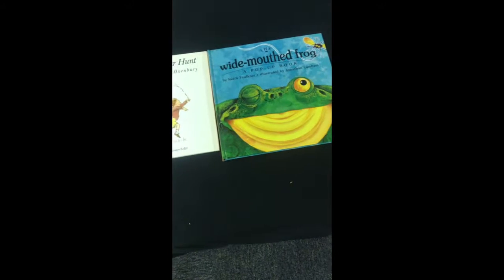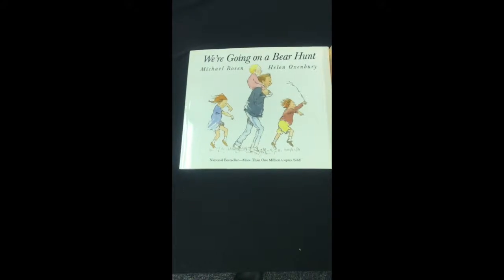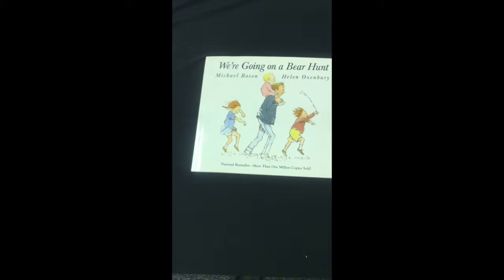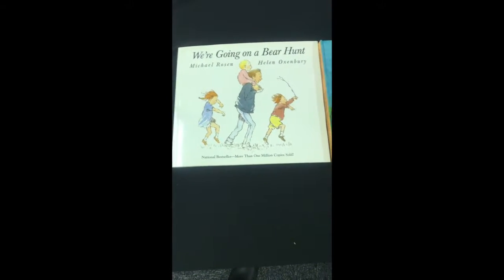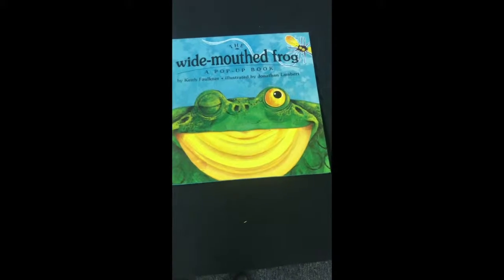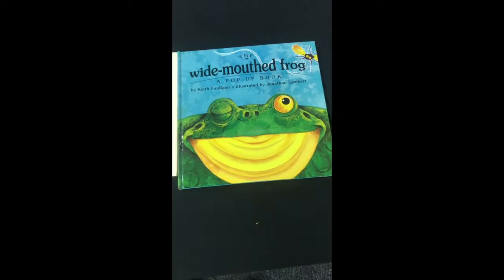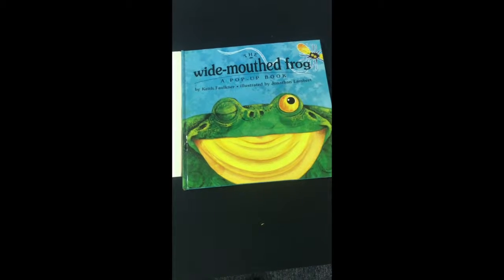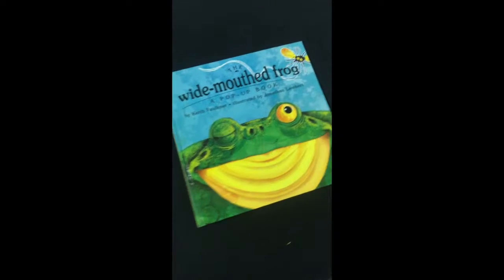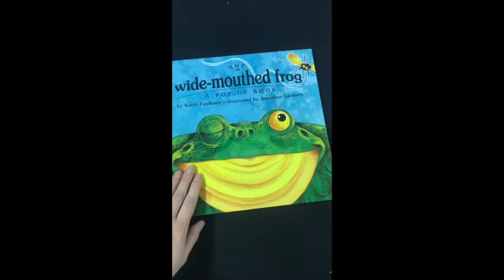So I have two books here. We're Going on a Bear Hunt and The Wide-Mouthed Frog. We're Going on a Bear Hunt, that is a winner in my class. My kids love it. The Wide-Mouthed Frog, I actually tried this book out for the first time last year on 3 classes, and the kids were just not having it. So I'm going to start with this one first. And I was personally really disappointed.